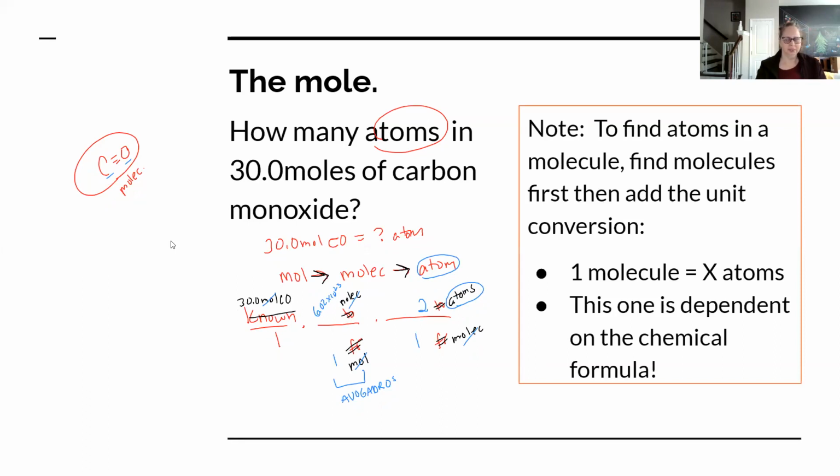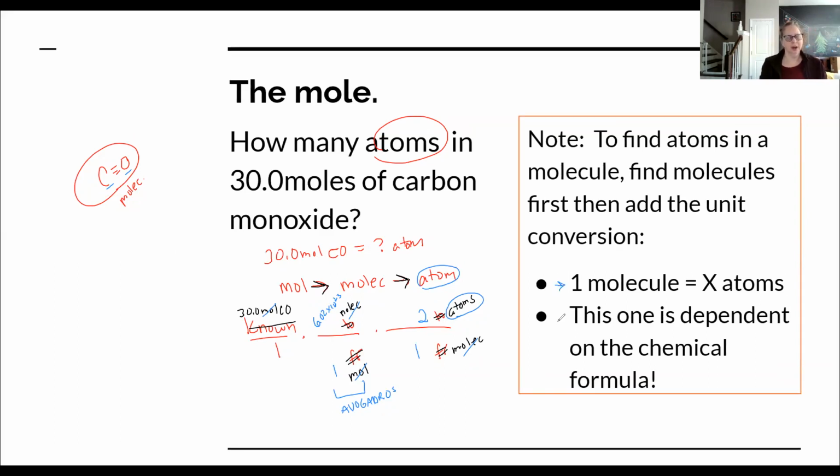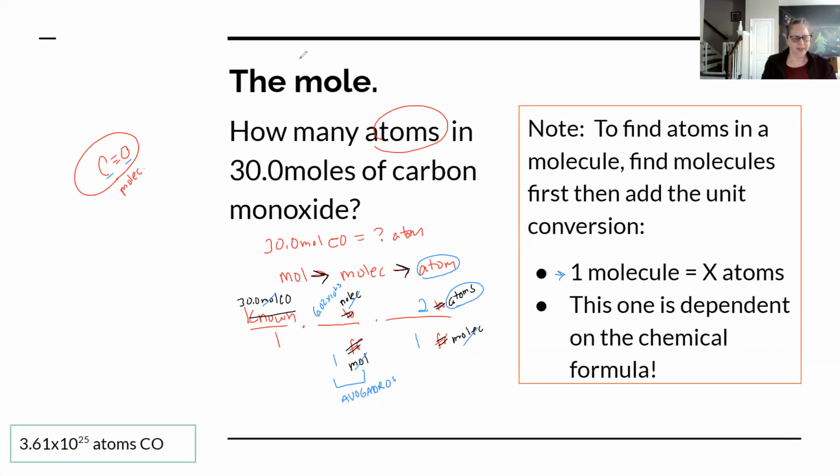So the only difference in this one, again, is if you are not at your base unit, you have an additional unit conversion. 1 molecule equals X atoms, which you can get from the chemical formula. There is our answer, 3.61 times 10 to the 25th atoms of carbon dioxide.